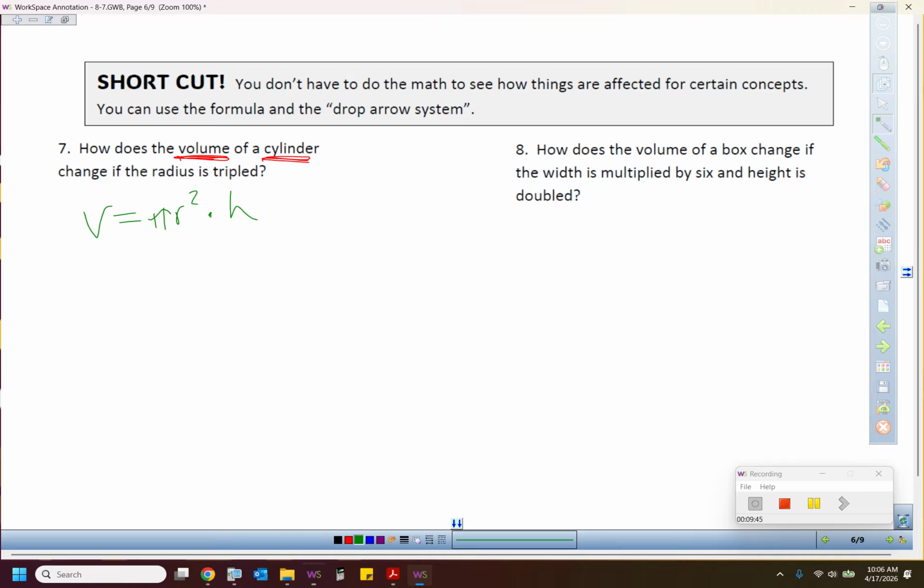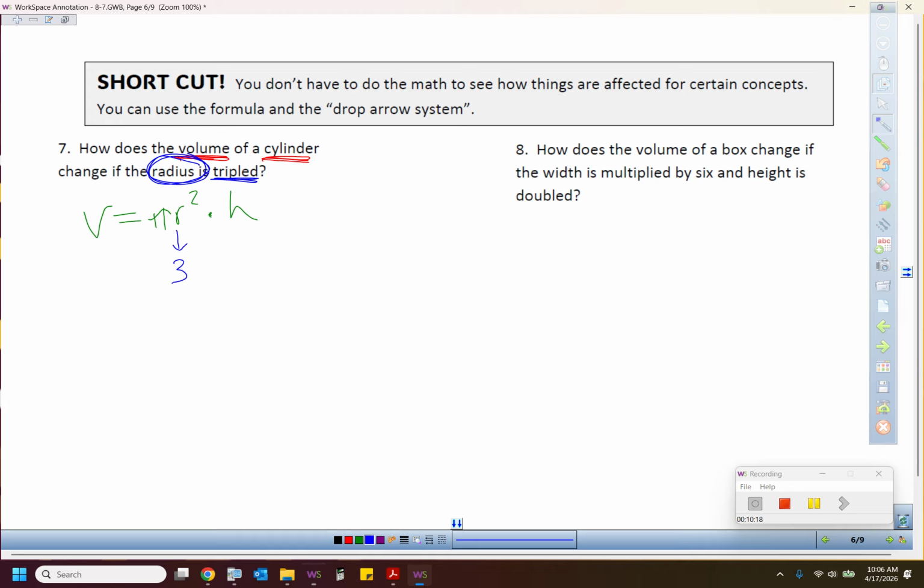And now we go and affect the dimensions with what I call the drop arrow system. It's kind of annoying to do this drop arrow system, but it works. So they mentioned they did something. You see they did tripled. What does that mean to you as a number? What does tripled mean? 3. And I need to put an arrow underneath what dimension they affected. What dimension did they affect? Just the radius. So drop an arrow. I know it's weird, but drop an arrow right underneath that radius and put a 3. Do you see that they tripled the radius?